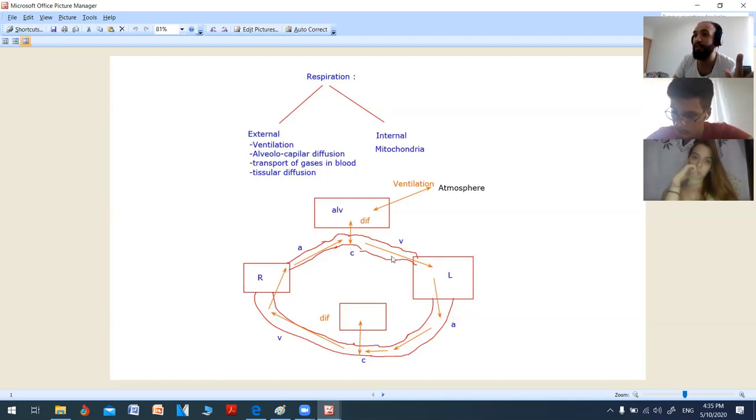Internal respiration is at the mitochondrial level. So we will not be talking about it. External respiration has many parts. First, it's ventilation. What is ventilation? It's the movement of the gases between who and who? Between the atmosphere and the lung. The alveoli.